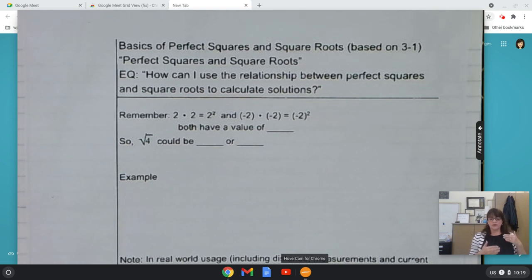Now, we've been talking very much about how if it's a perfect square root, then it's a rational number, and looking at that idea of rational versus irrational. Today, we're going to be looking at the solutions to square roots. So really focusing a lot on the perfect squares.